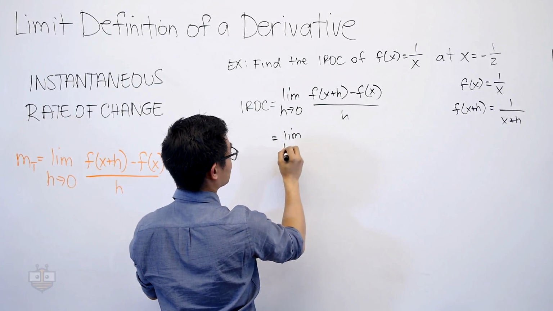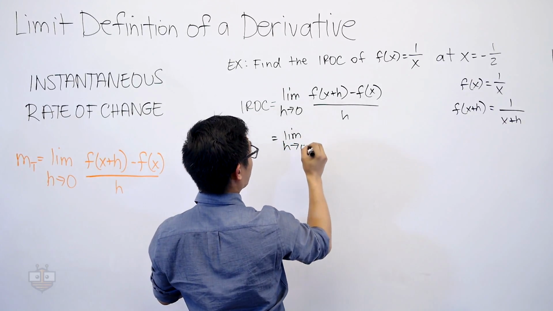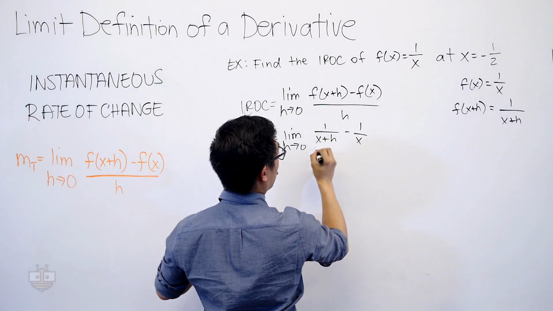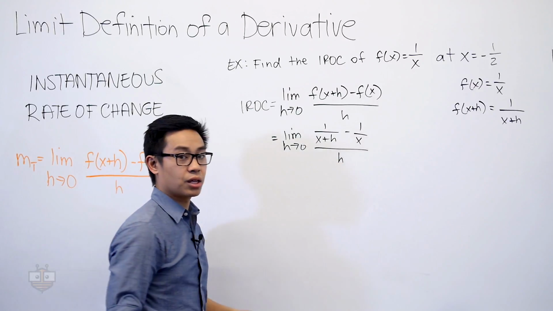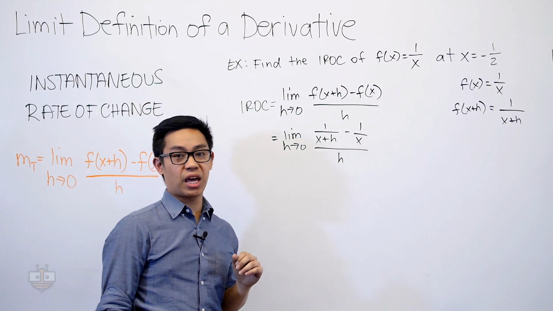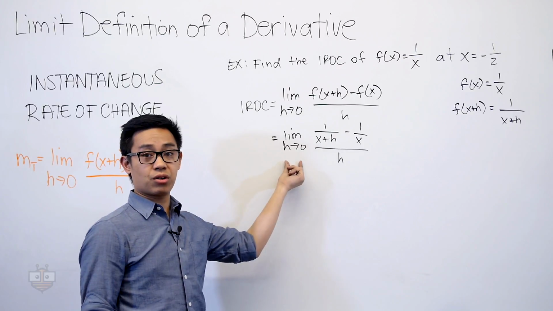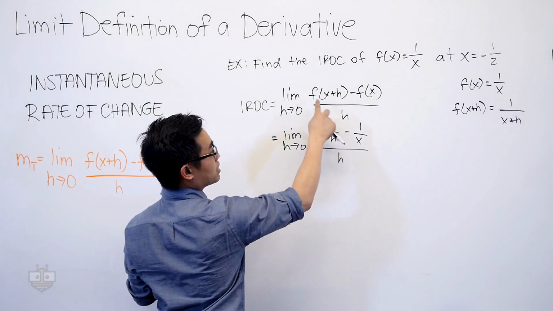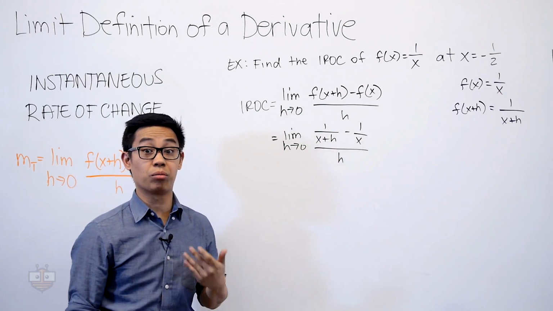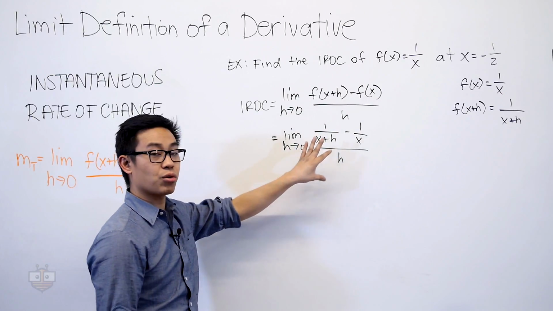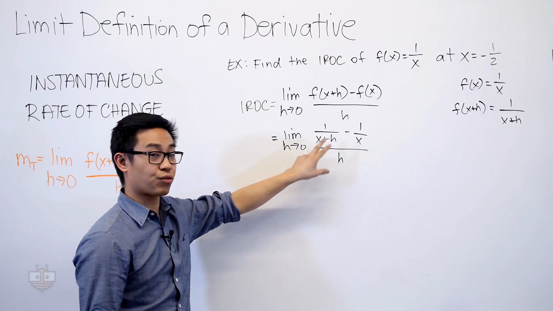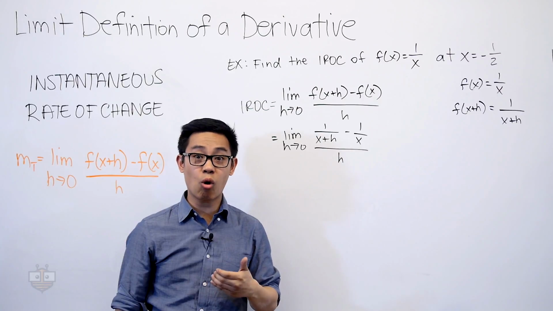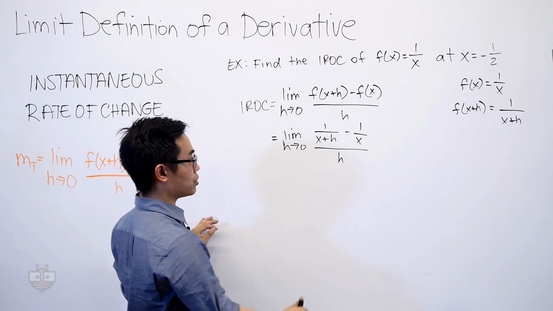The limit as h approaches 0 of f at x plus h, so 1 over x plus h, minus 1 over x, all over h. The first step to evaluating any limit is to sub in h is equal to 0. But for every limit definition of a derivative, when you sub in 0, you're going to get an indeterminate form, 0 over 0. To evaluate indeterminate forms, when it's fractions, remember what do we use? We have to find a common denominator or use the Russian method. Let's use the Russian method here.